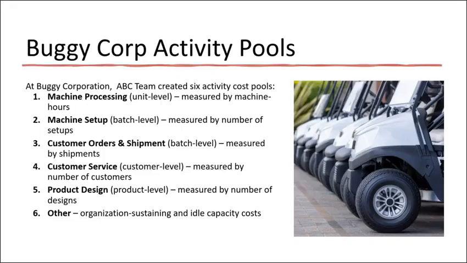And then last up, other cost pools. This is all overhead costs that are not associated with the above. These mainly consist of what we call organizational sustaining cost and the cost of unused idle capacity. These costs are not assigned to products because they represent resources that are not consumed by the product.